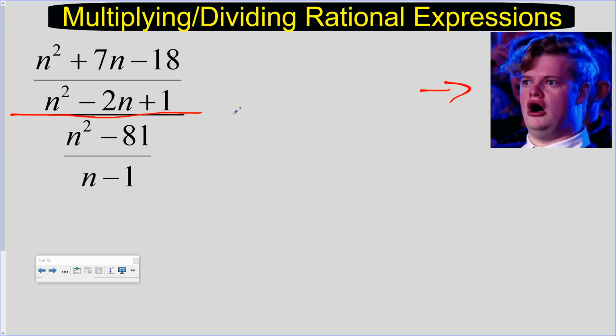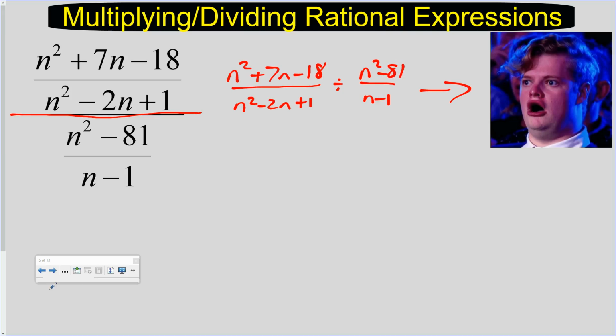So the first thing to do is rewrite it laterally so that we're not panicking. So we're going to write this fraction divided by the other one. Now we want to factor these right away. So let's go ahead and factor the one on the left.